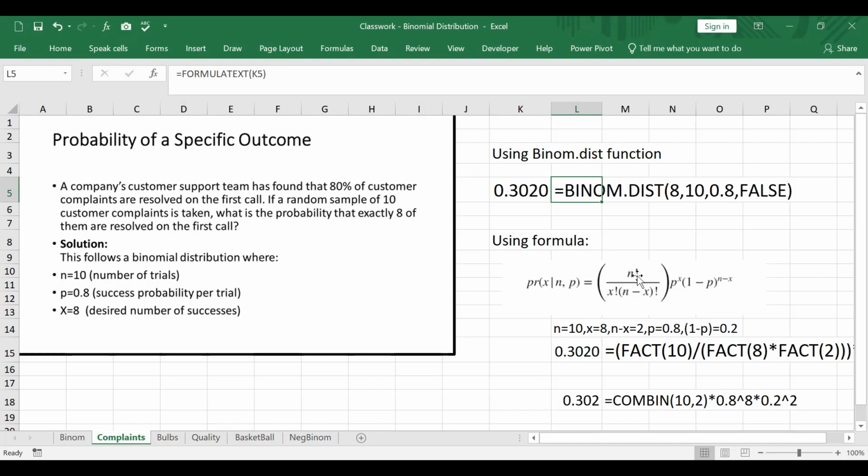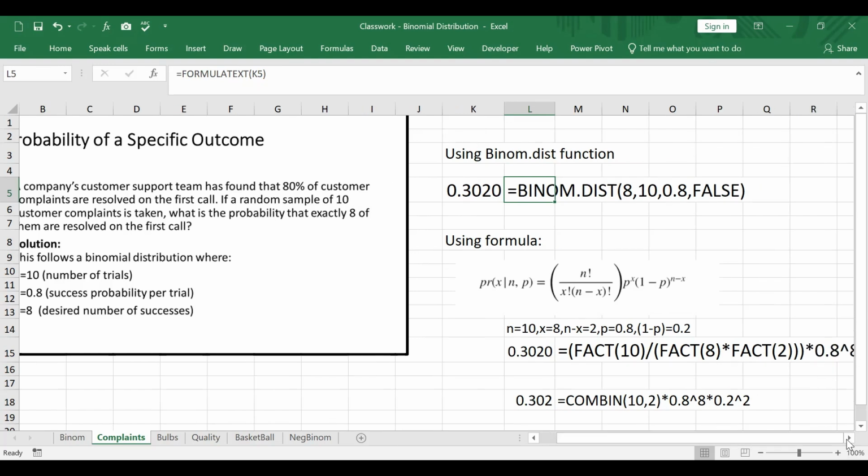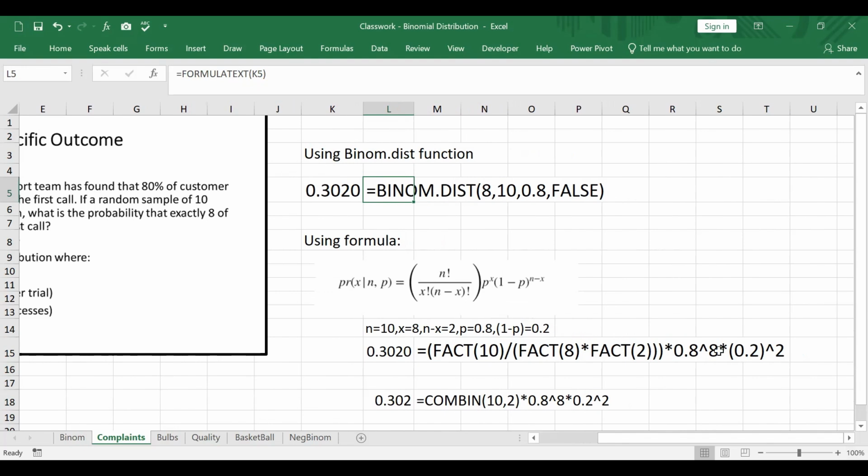You can use this formula where N factorial means factorial 10 divided by factorial 8 and factorial 2 multiplied, both of them inside the bracket because the whole thing is to divide N factorial. Then P power, that is 0.8, is 0.8 to the power of X. X is 8 here. 1 minus P is 0.2 to the power N minus X. So this gives 0.3020. You can also see that this entire thing inside the bracket is nothing but combin 10, 2. Instead of this big formula here, you can replace it with combin 10, 2, which is a formula given by Excel. And this part remains same.